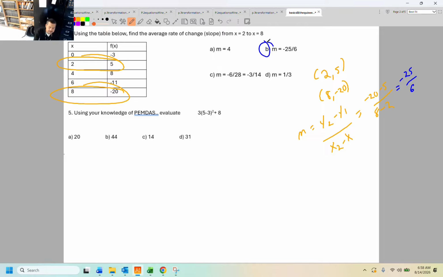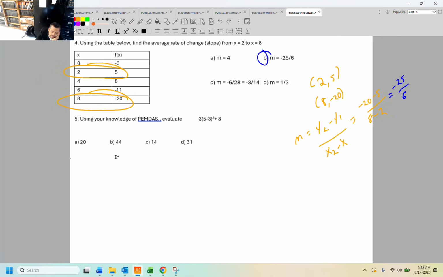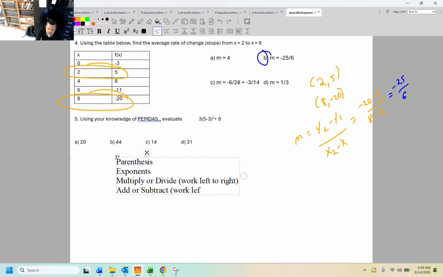Using your knowledge of PEMDAS, evaluate the following. If for some reason PEMDAS just never got in your head, I'll take the time to write it out. It's parenthesis, exponents, multiply or divide, and the key here is work left to right, add or subtract, and again, we work left to right. That's kind of how we do it. Of course, the truth is with adding, it doesn't really matter.